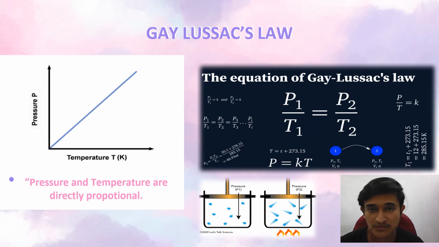The same goes if I want to cool down the temperature of the container. Let's say I put ice under it, the temperature will decrease. The water molecules will lose their kinetic energy, so they will be moving a lot slower. The number of collisions will decrease, and then the pressure will decrease too. So that's what Gay-Lussac's law is, that pressure and temperature are directly proportional.